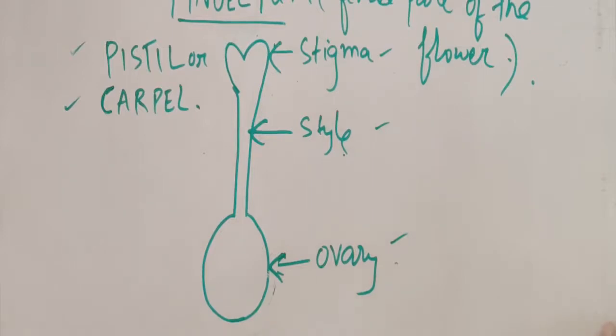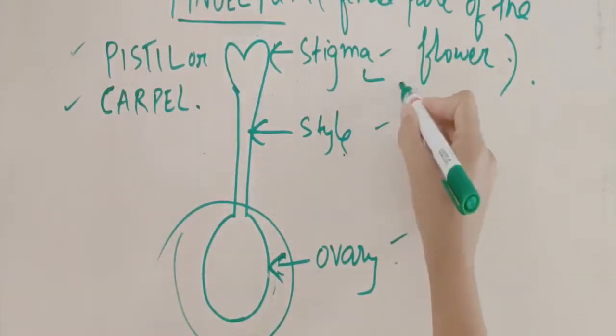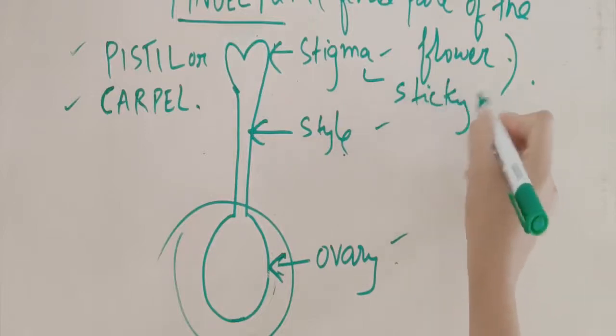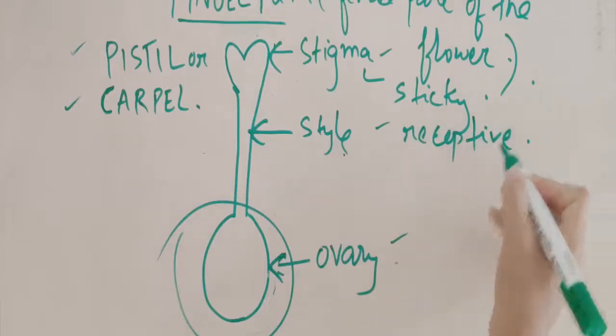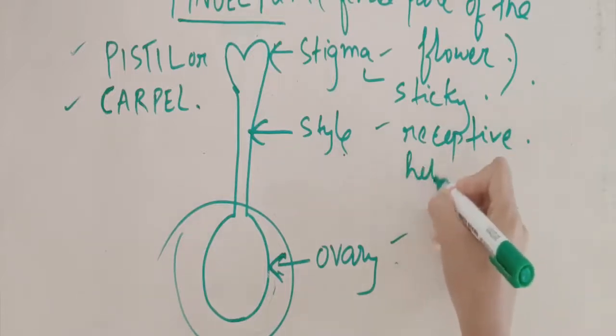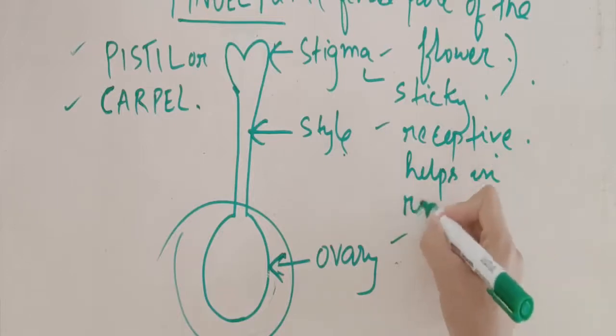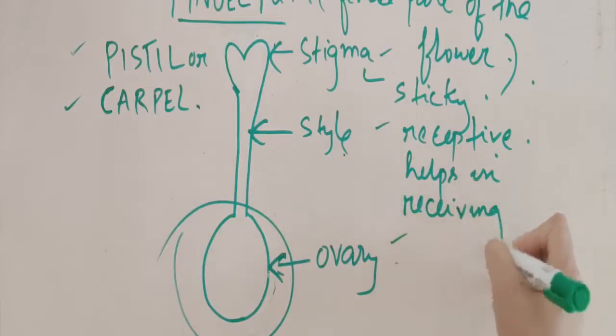This part is very important. We will see the function of the stigma and the function of the style. The stigma is always sticky. Why sticky? Because it has to receive the pollen grains. It helps in receiving pollen grains. Pollen grains come.